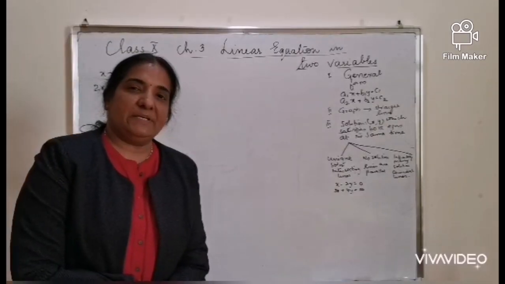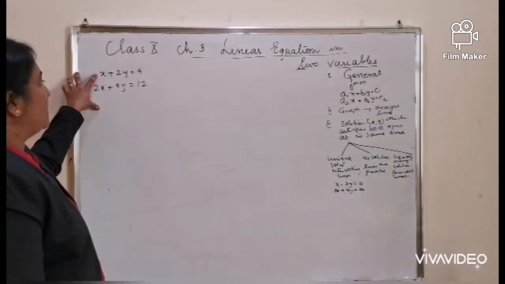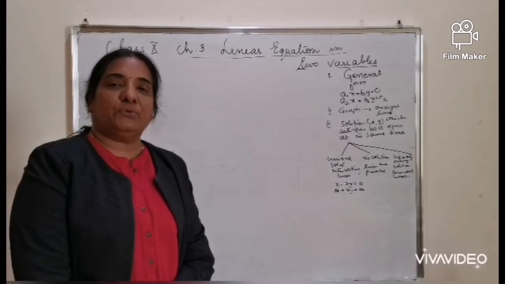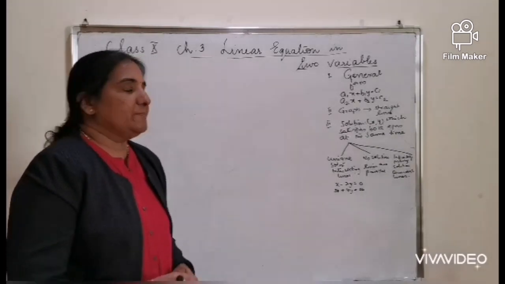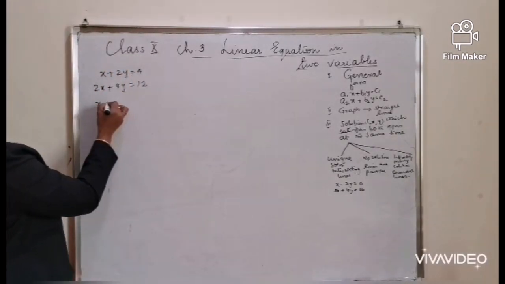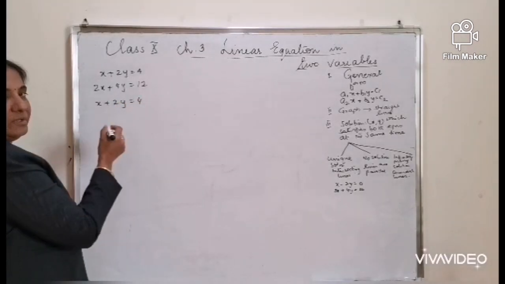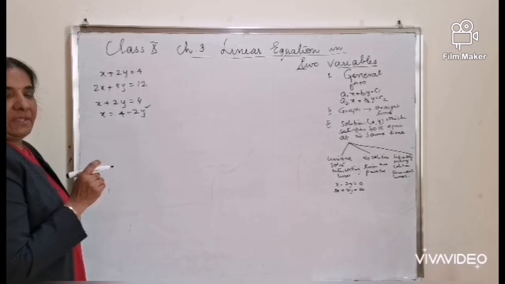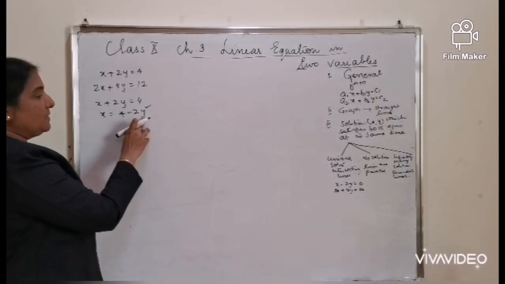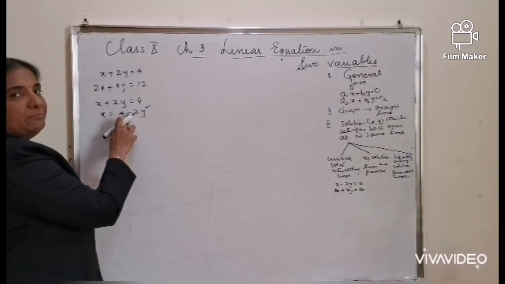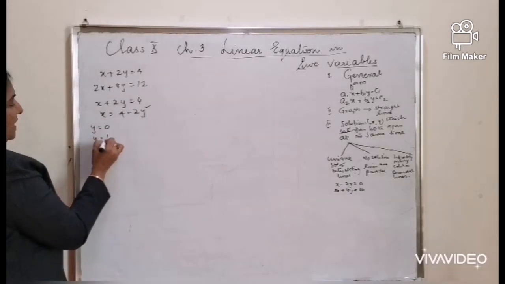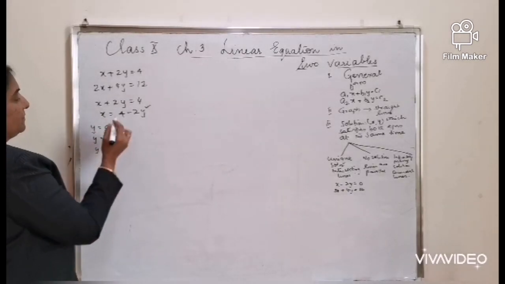Take the second example. X plus 2y is equal to 4 and 2x plus 4y is equal to 12. Let us get the points. X plus 2y equal to 4, x is equal to 4 minus 2y. If you give y positive values, then the numbers will be smaller. Let y be equal to 0, 1 and 2.